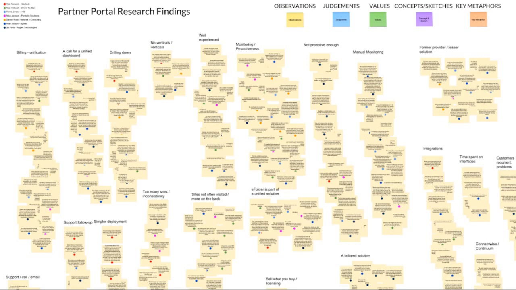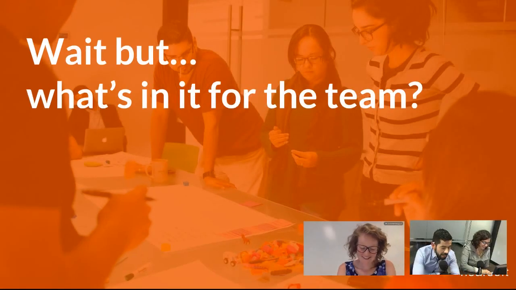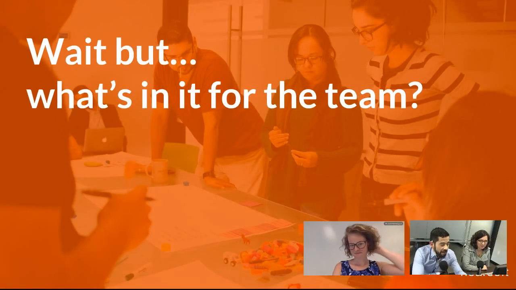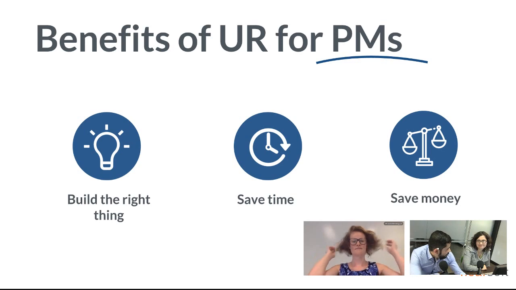Okay, I think we're moving forward to the last part, which is, wait, but what's in it for the team? Yes. All of this work that we have been doing, trying to sneak user research into Agile, has to pay off, right? There has to be a benefit for everybody in the team. So what's in it for product managers? Well, they can save time, and because they will know for sure that they are building the right thing, and obviously, saving time is saving money in our industry.